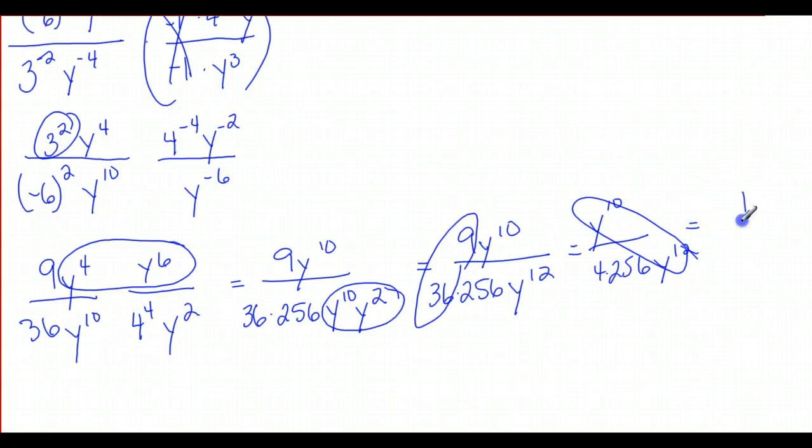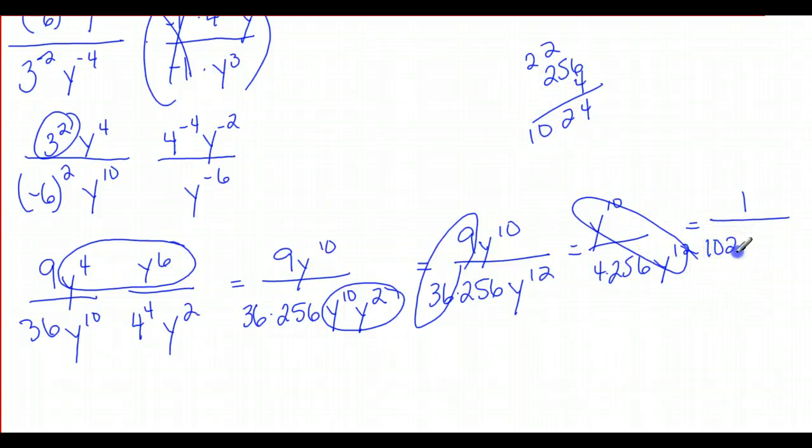So nothing's going to be left on top, but there has to be, so it's going to be a 1. And I've got to do some math really quick up here. 256 times 4, 22, 8, 10. So I get 1 over 1024 y squared as an answer. Woo, that was a long one.